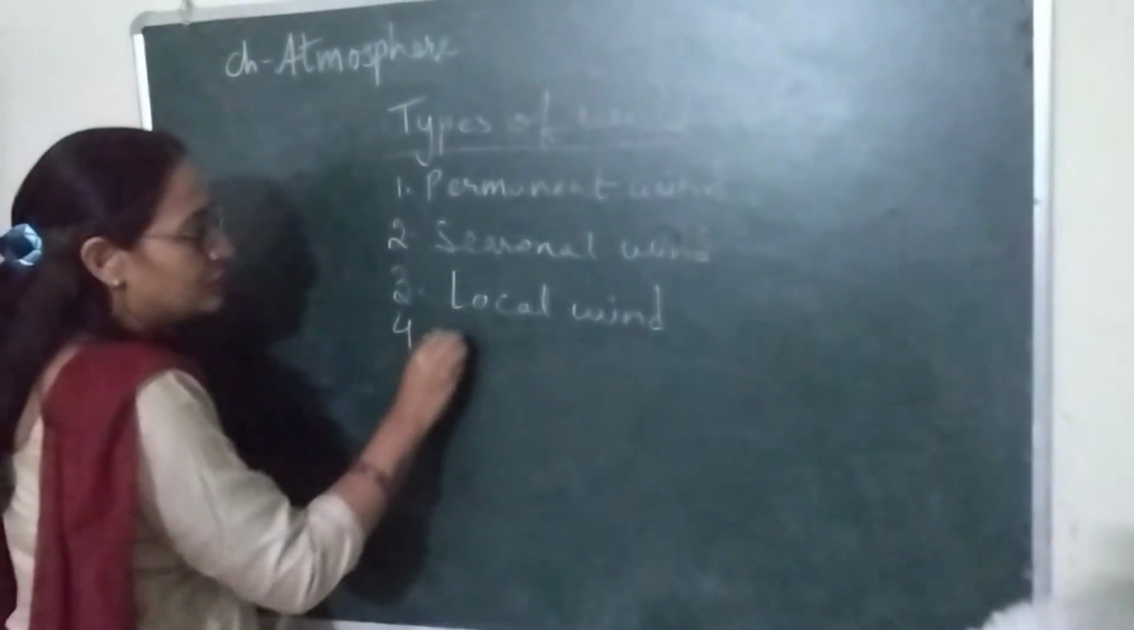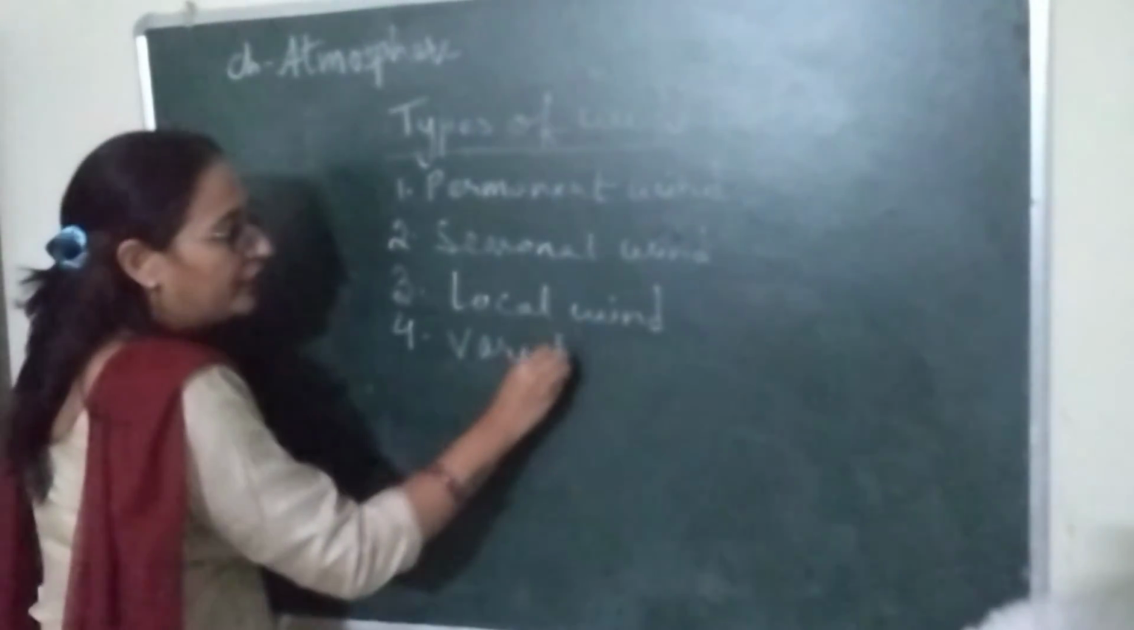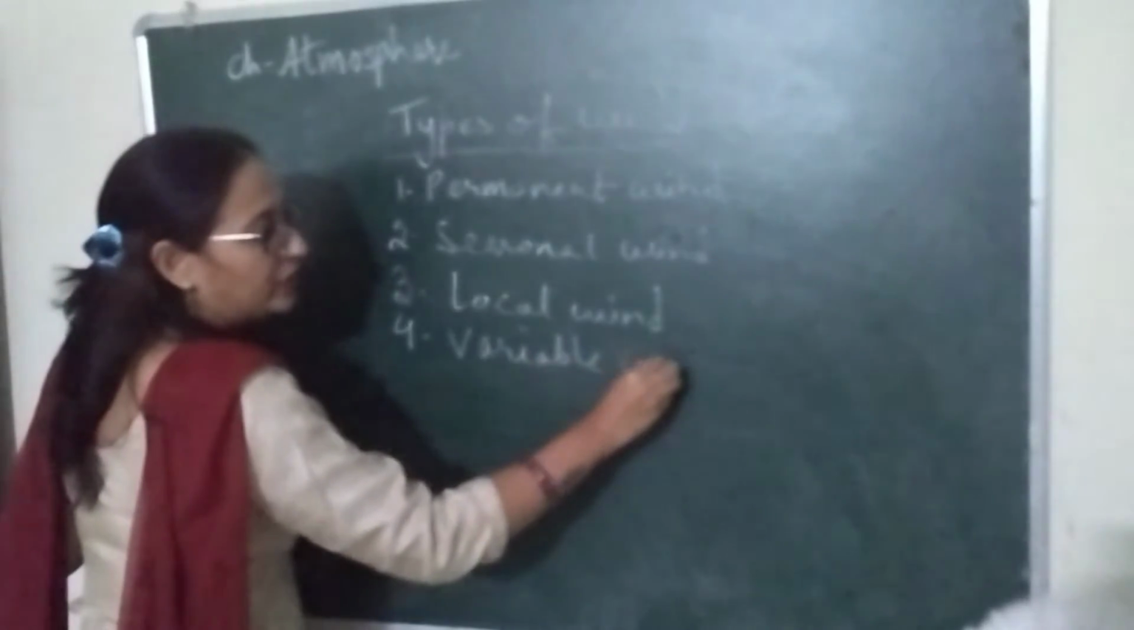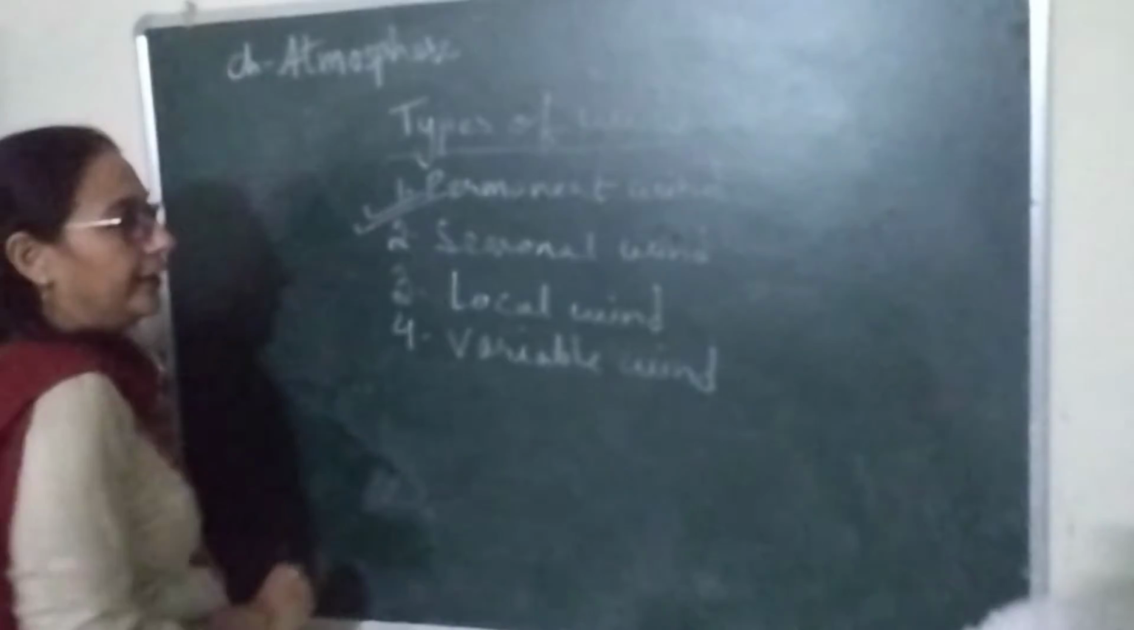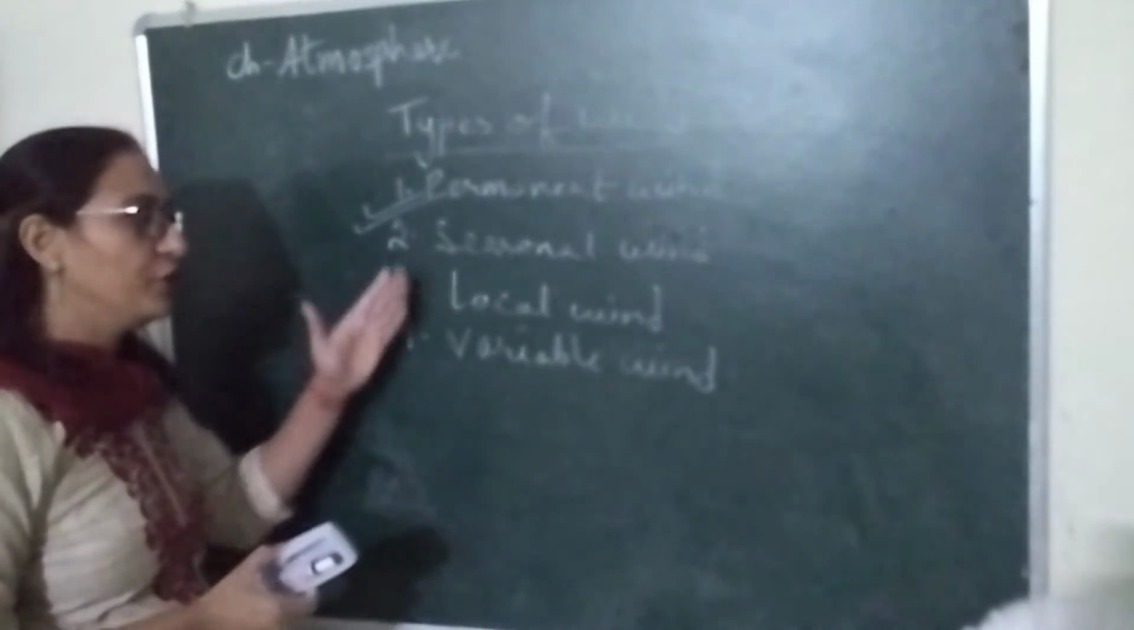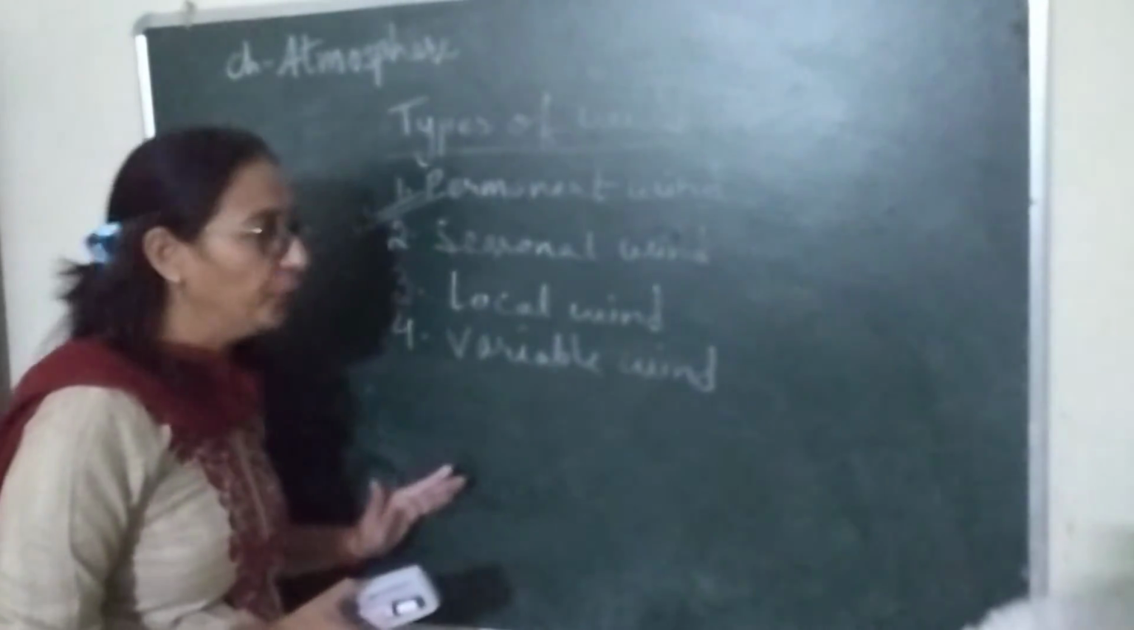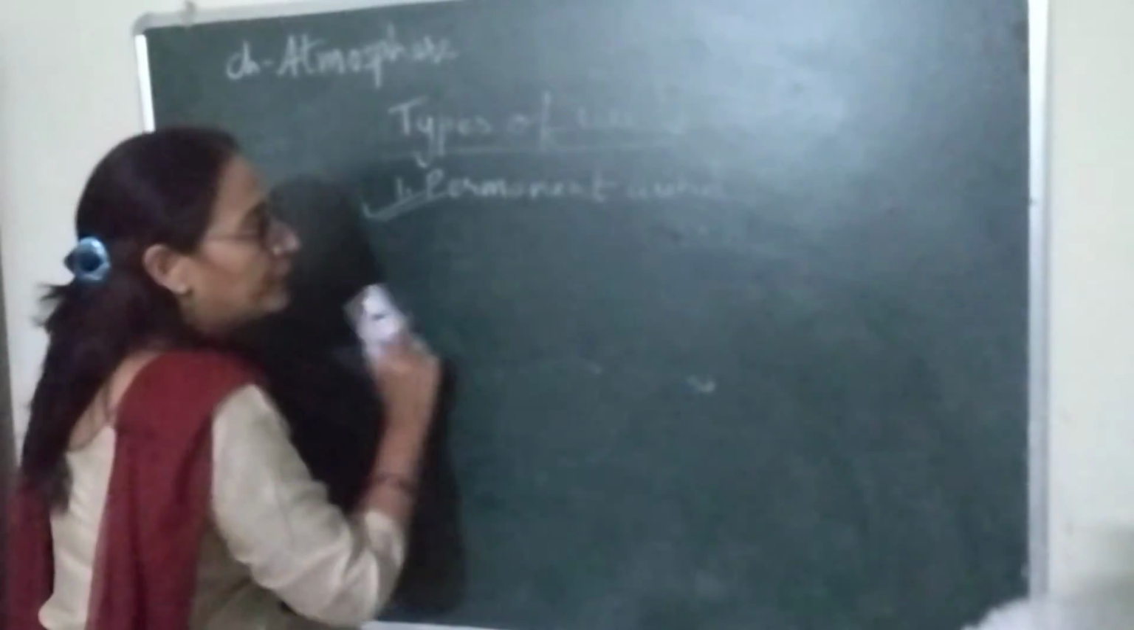Fourth one is variable wind. So in this video, we'll discuss permanent wind in detail. And in next video, I'm going to explain all these winds to you. Now let's start with the permanent wind.